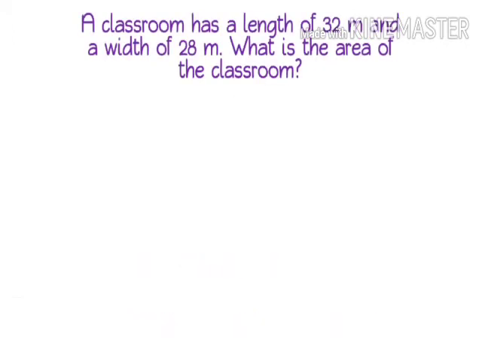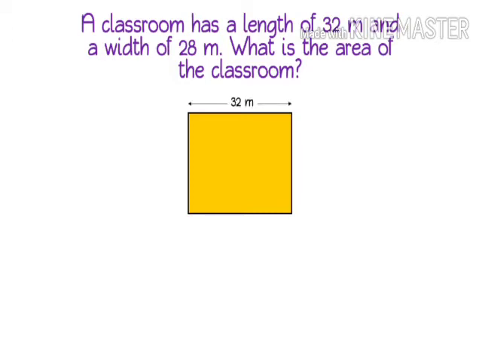A classroom has a length of 32 meters and a width of 28 meters. What is the area of the classroom? The classroom is a rectangle. It is 32 meters long and 28 meters wide. We have to find the area of this rectangle. Let us use the formula.